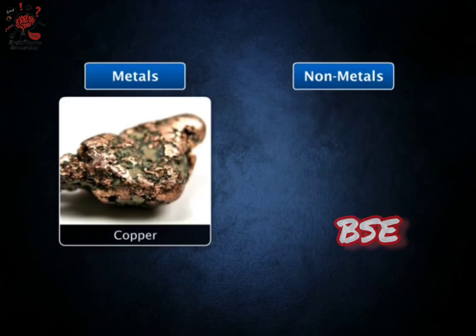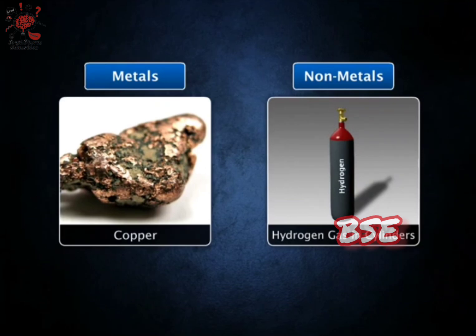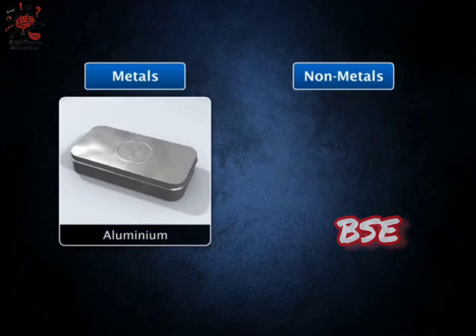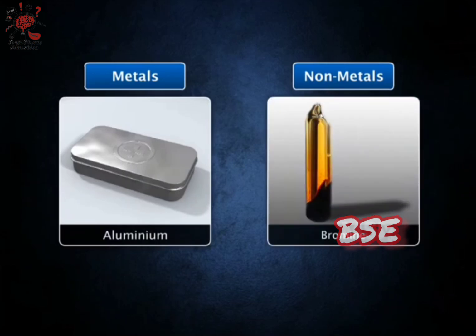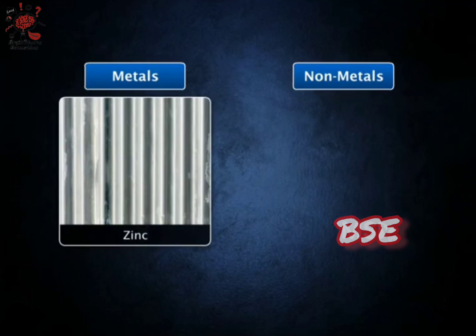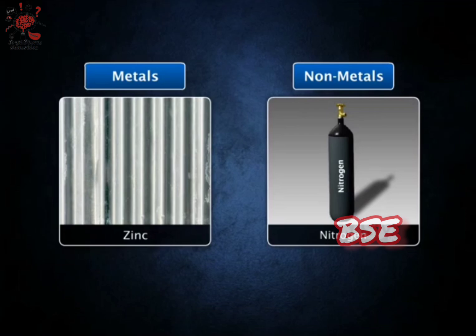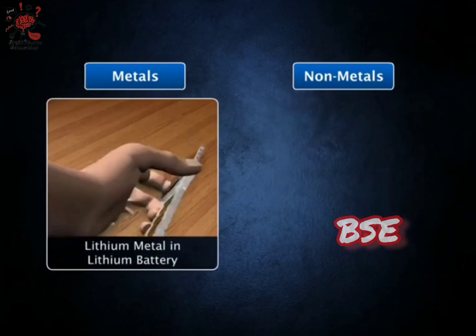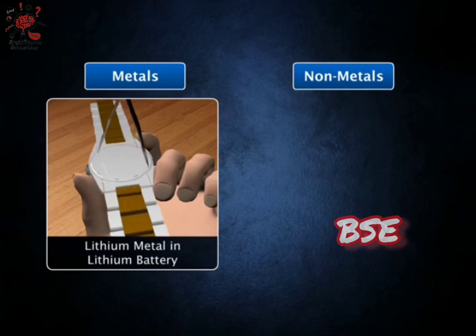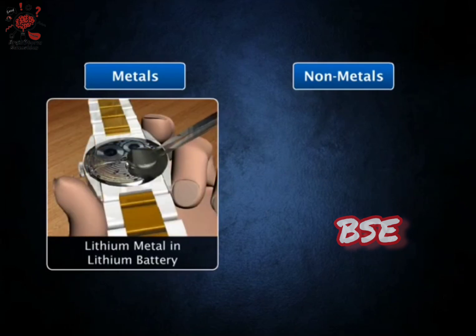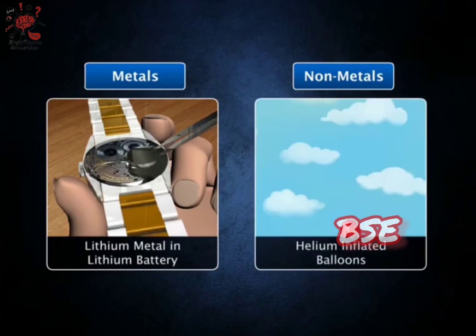Copper is a metal. Hydrogen is a nonmetal. Being a gas, it is stored in cylinders. Aluminium is a metal, and liquid bromine is a nonmetal. Look at this zinc sheet metal. Nitrogen is a gaseous nonmetal kept in a cylinder. You may have seen the metal lithium in batteries used in calculators, watches, etc. Helium gas is a nonmetal. It takes you high in the sky.